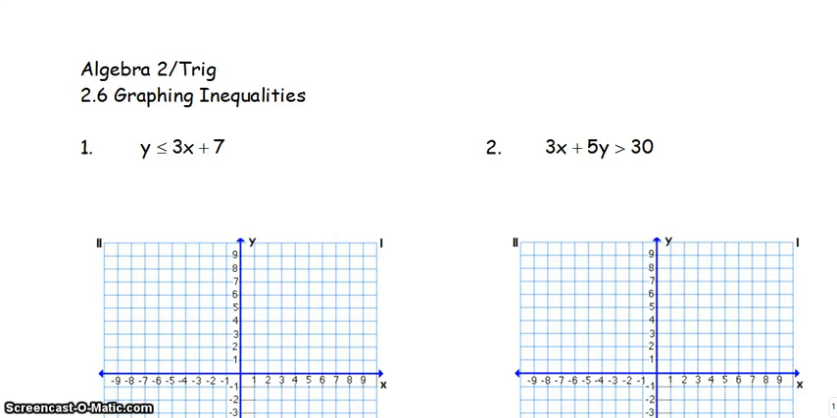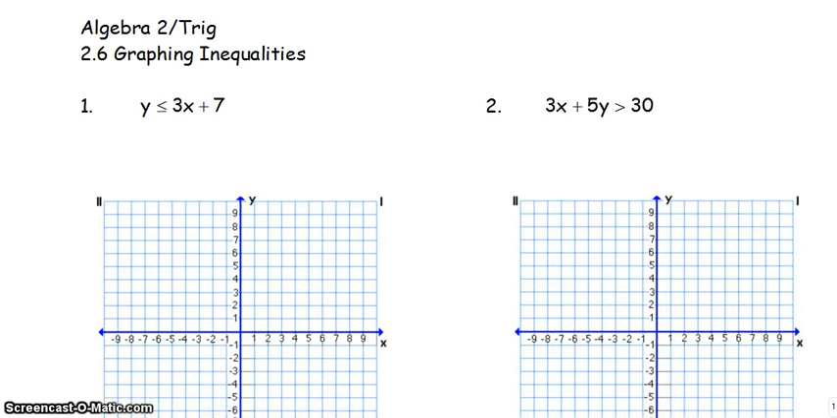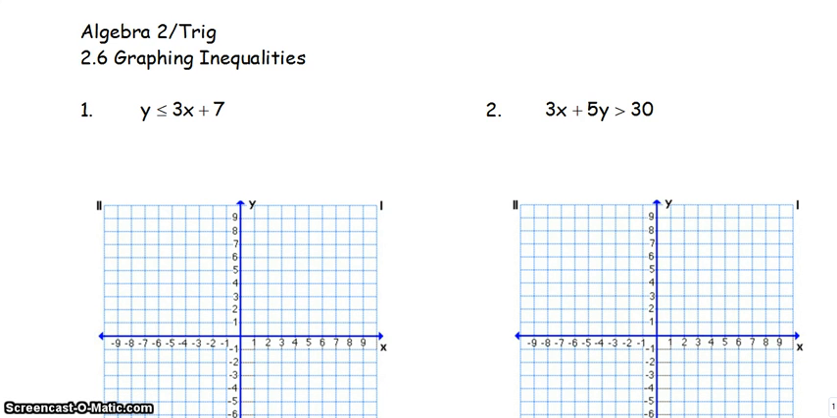Alright, next we're going to talk about graphing inequalities in section 2.6. We look at number 1, we have y is less than or equal to 3x plus 7. What we're going to do is start off by graphing it the same way we would graph a line. So we're going to start with our y-intercept at (0, 7).